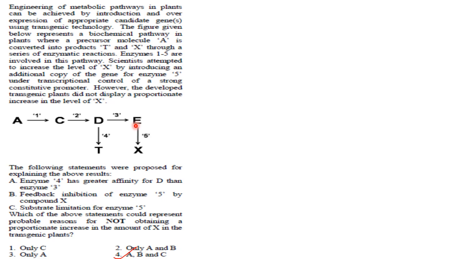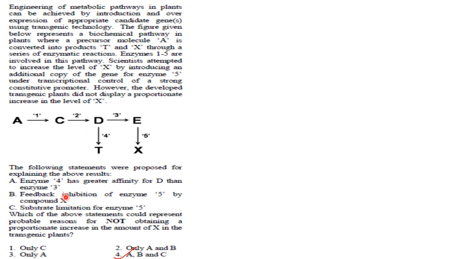And also what will happen as a result of this is that it will limit the availability of product E to enzyme 5 to convert into X. That is the outcome when enzyme 4 has greater affinity for D.